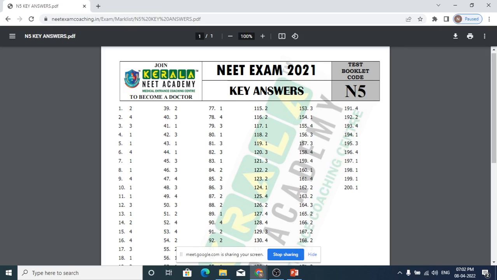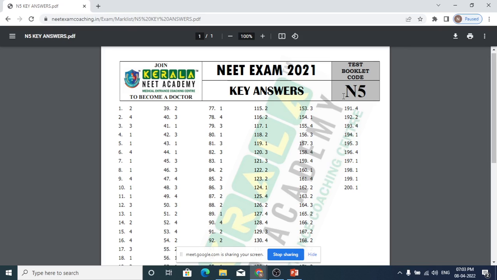Yes, sir. Key answers. N5 means they have many booklets, 10 different types of booklets will be there. They would have jumbled the questions in each of the codes. The first question in N5 code will be the 10th question in some other code, like that, right? The paper which you have got and the paper your neighbor got will be totally different code. If you get N5, you would have got some M6, and the first question of M6 and N5 will not be the same. So don't pass on these secret codes, etc. You may go wrong.